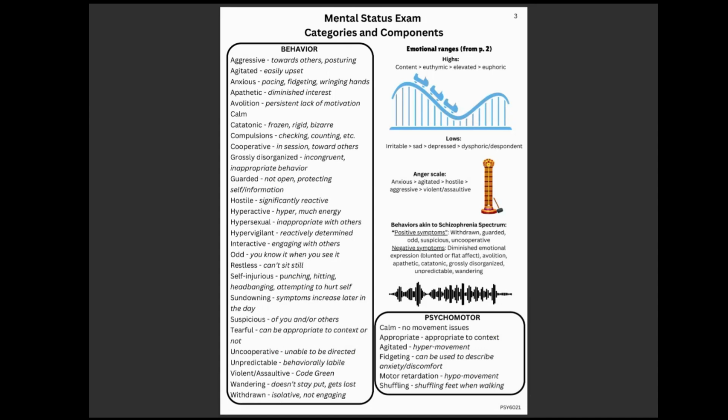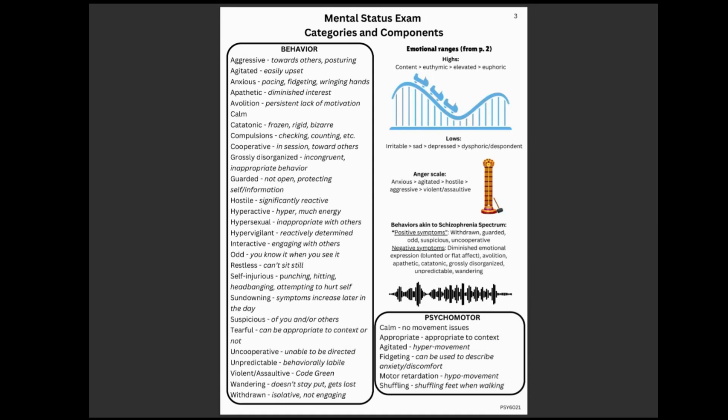So psychomotor, this could be, again, aligned with the behavior issues, with their mood, with their affect, just with how they're feeling in the moment. So if there's no movement issues, we'd see a calm appropriate to context, right? So like they're sitting calmly, they're not fidgeting, they're not restless, they're not agitated. We would say it's calm and appropriate. Now, if they are agitated or fidgeting, then that's where we could describe whether it's because they can't sit still, because there's some sort of anxiety or discomfort.